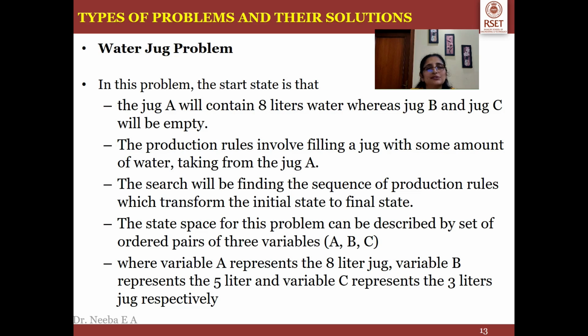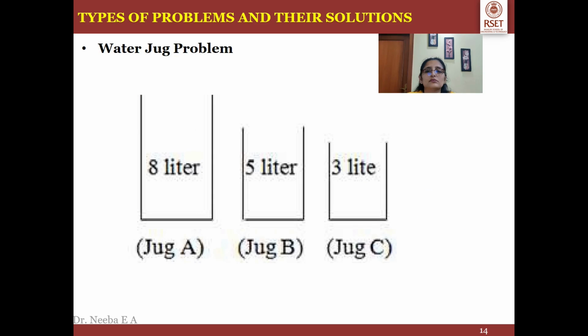where this is how the water jug problem looks. You have 3 jugs, jug A, jug B and jug C. Jug A contains 8 liters of water, the capacity of jug B is 5 liters and jug C is 3 liters.